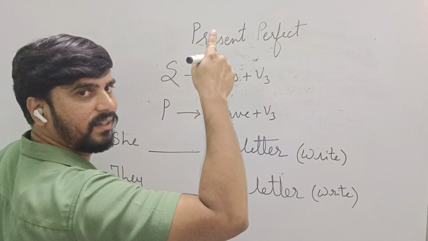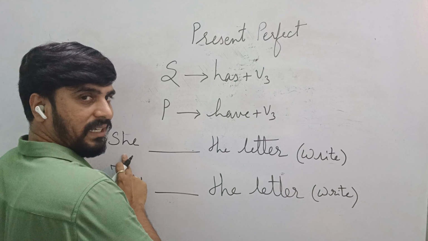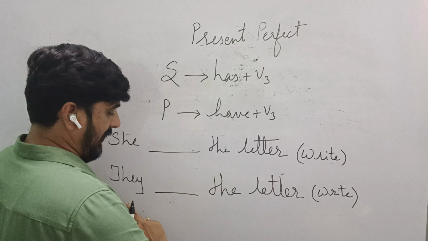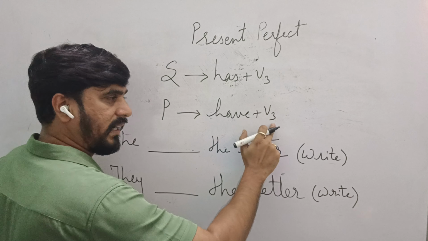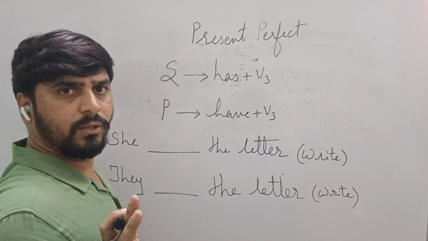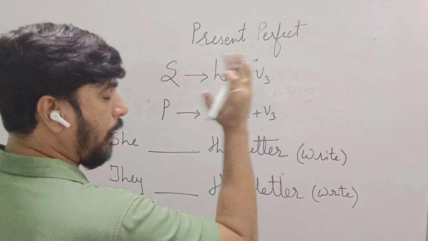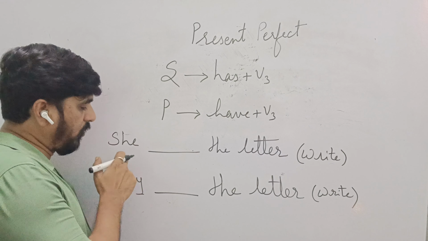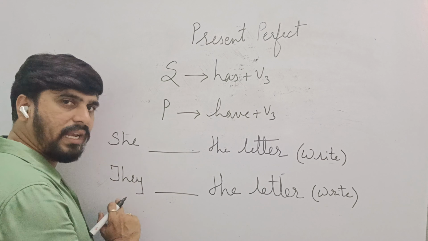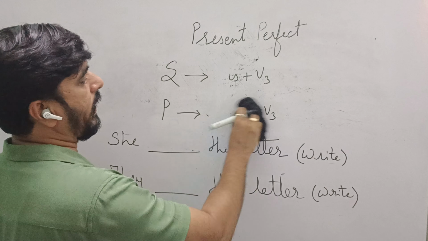I already mentioned it. Write, wrote, written. She has written the letter. They have written the letter. As simple as that. No need of thinking extra thing. Singular has plus V3. Plural have plus V3. You only have to see whether the subject is singular or plural. That much should be understood. Then we are moving towards the last part.